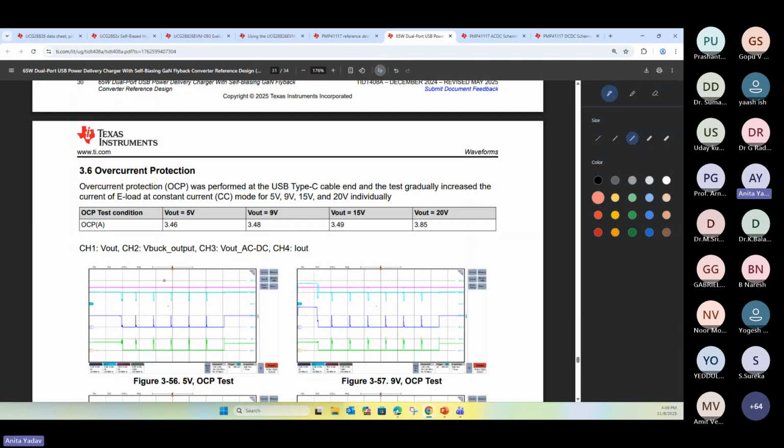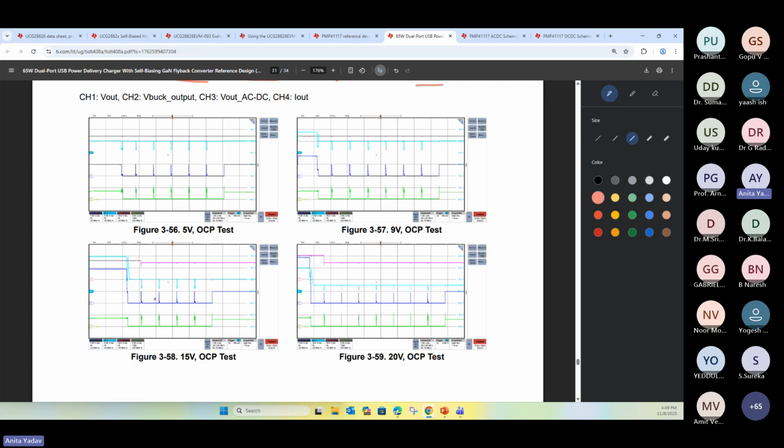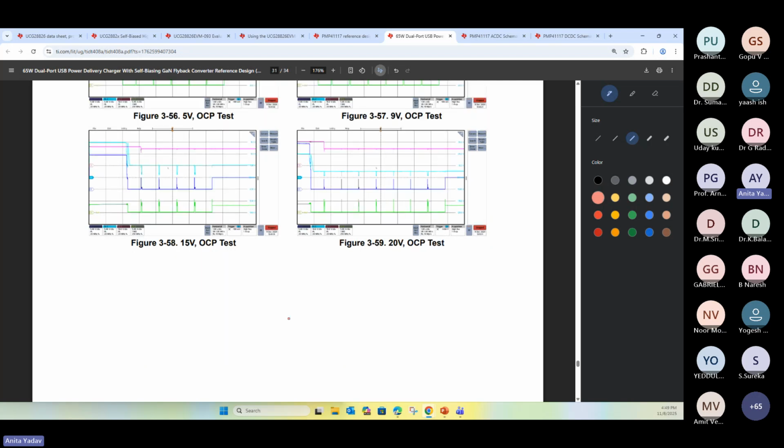Then over current protection. So basically here, max current is supporting 3.46 ampere, different voltage output for what the max current it can support, or else it's triggering the fault, and at the CDX pin, they are able to measure it. So these are the signals you already get.